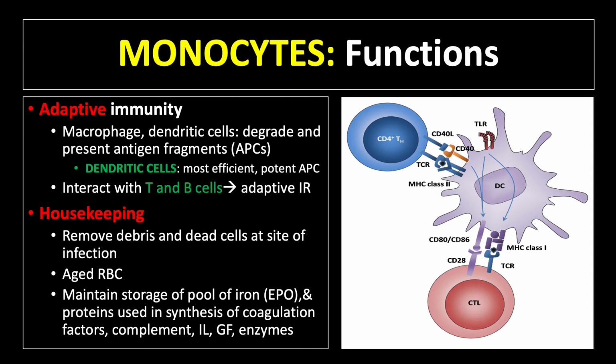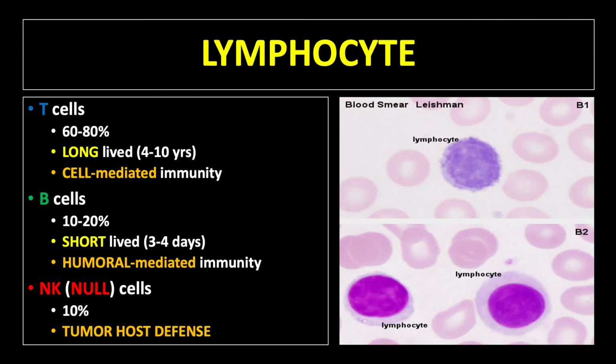So always remember that our monocyte has innate and adaptive immunity function and housekeeping functions. Now let's go to another type of cell, which is our lymphocyte.